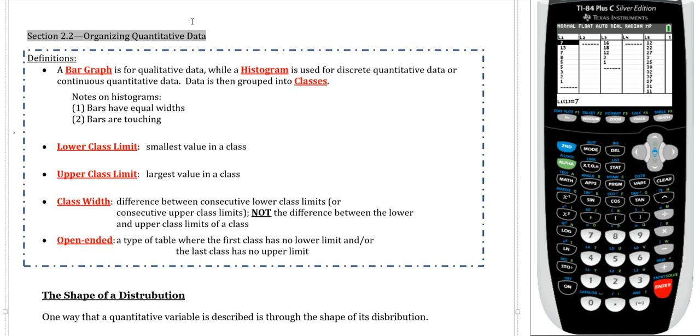In this video, we're going to be going through section 2.2, Organizing Quantitative Data. This is going to be moving on from 2.1, where we organized qualitative data using bar graphs, frequency distributions, and pie charts. Here we're going to be talking about how to organize quantitative data, data that comes in and is treated in the numerical sense.